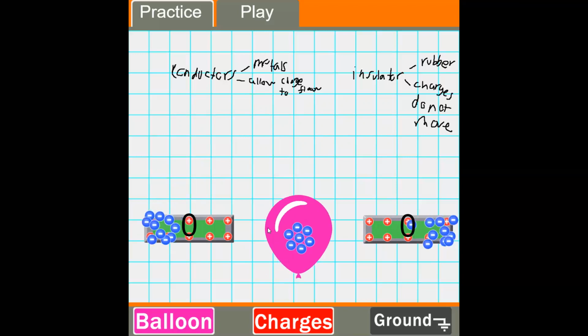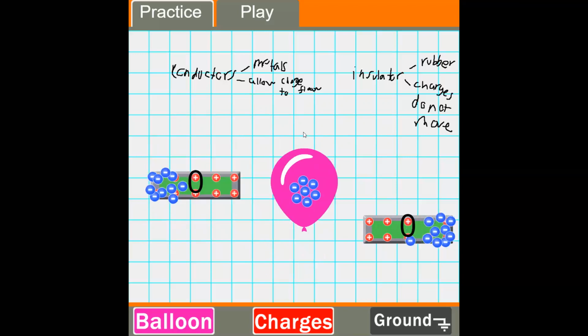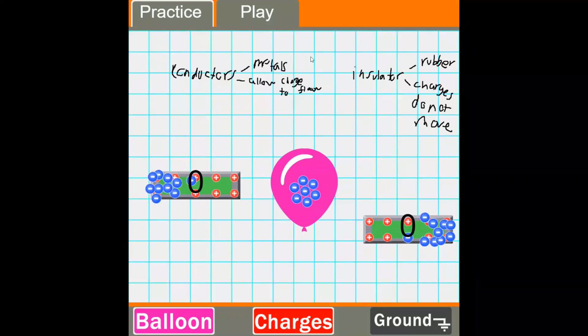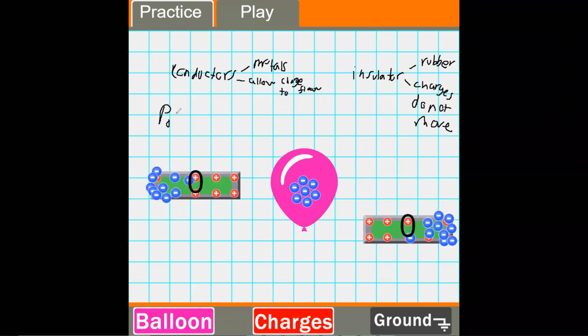So what I've actually done is I've created a polarization, which I'll show you in another simulation as well. What I've just done is I've taken the neutral object and separated the positive charges from the protons and the negative charges from the electrons on opposite ends. And what occurs is we're going to end up getting a net force between the balloon and the metal rod, but this simulation really isn't built to show that.